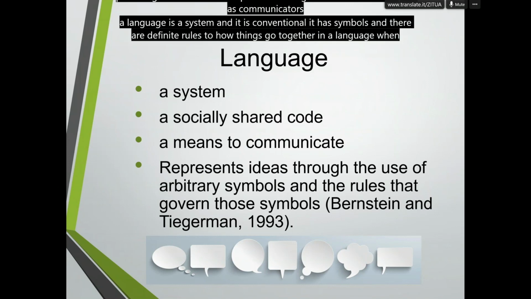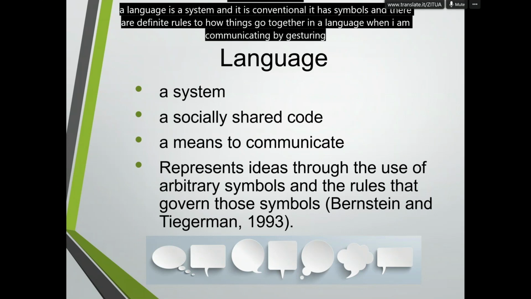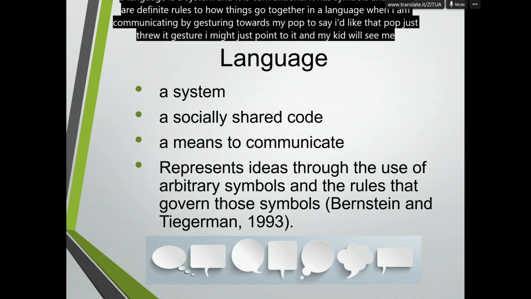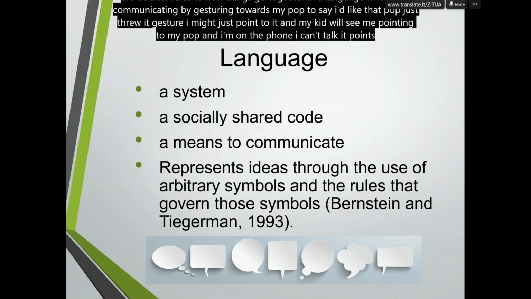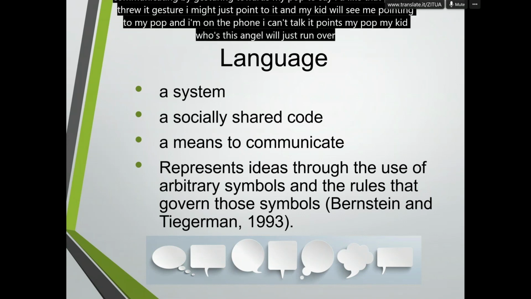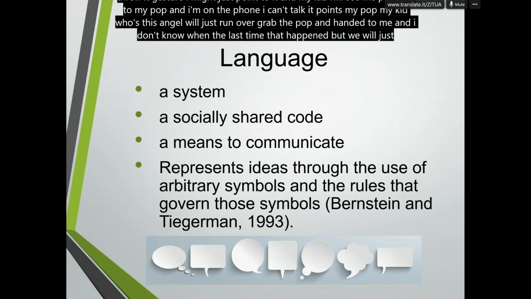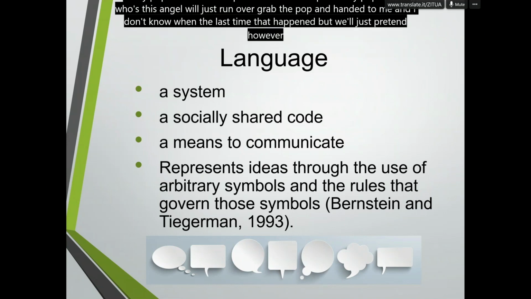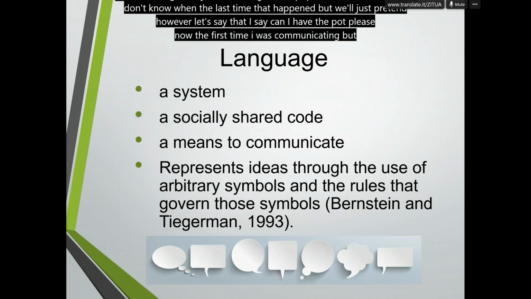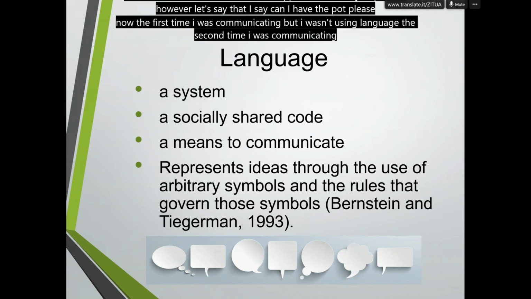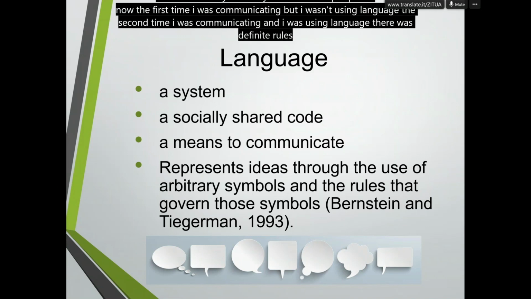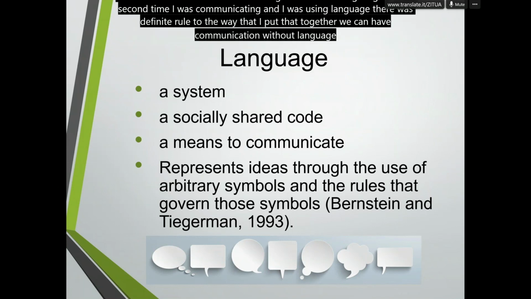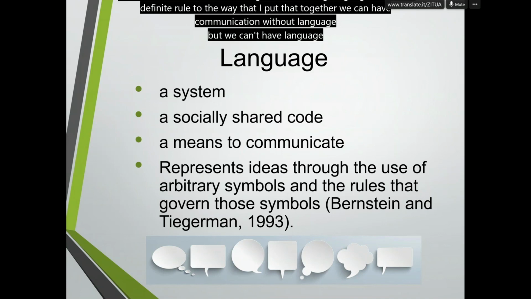When I am communicating by gesturing towards my pop to say I'd like that pop, just through a gesture, I might just point to it. I'm on the phone, I can't talk, I point to my pop, and my kid, who's this angel, will just run over, grab the pop, and hand it to me. And I don't know when the last time that happened, but we'll just pretend. However, let's say that I say, can I have the pop, please? Now, the first time I was communicating, but I wasn't using language. The second time I was communicating and I was using language. There was a definite rule to the way that I put that together. We can have communication without language, but we can't have language without communication. They kind of go hand in hand.